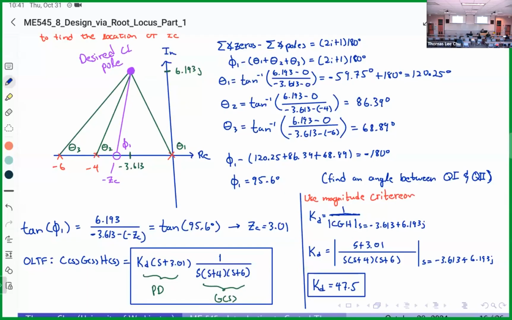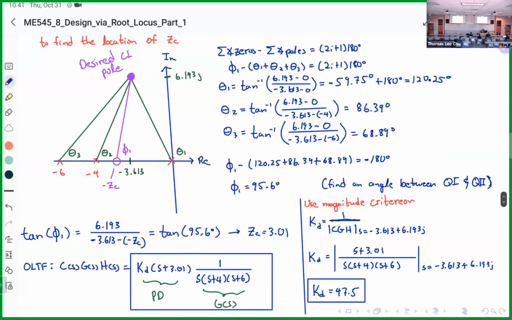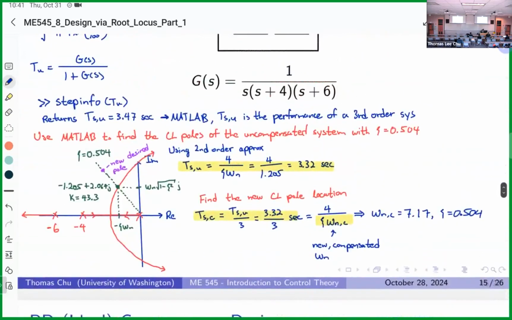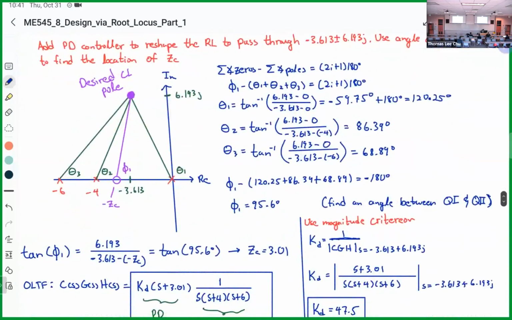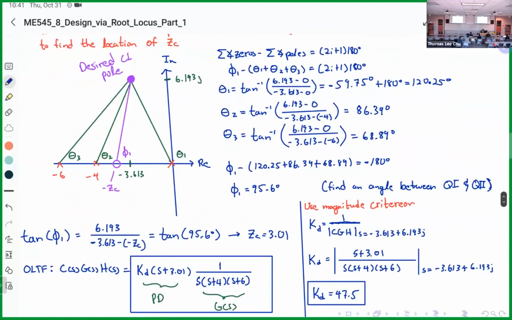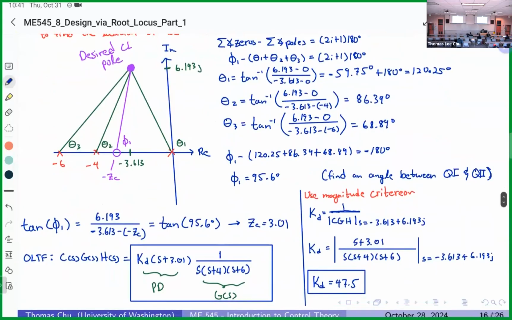From yesterday's example, we used the added zero from the PD compensator to change the shape of the root locus. Changing that allows us to go through this purple point, which is the desired closed loop pole location. We found that by calculating the new settling time with this relation here. Then we used the angle criteria to determine where the zero needs to go in order to shape the root locus such that it passes through this desired closed loop pole location. Once we figured out the angle of the desired zero, which is phi1 here, we then used this equation here to find the zero.